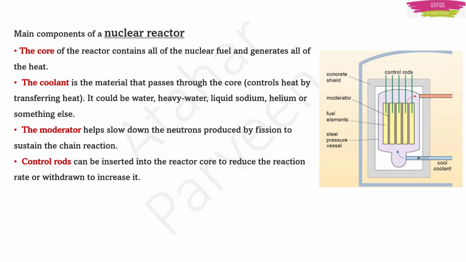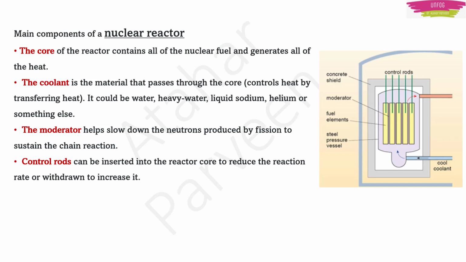Next are the control rods. These can be inserted into the reactor core and the reaction rate can be reduced. Means if you insert them in that core in the nuclear reactor, you can reduce the reaction. If you remove them from the nuclear reactor, you can increase the fission reaction. So you can control this nuclear reaction by using control rods also.